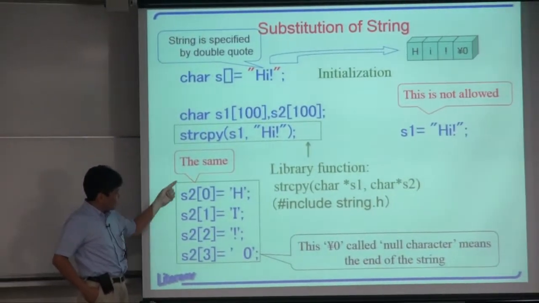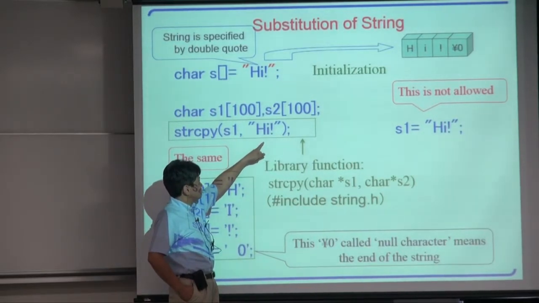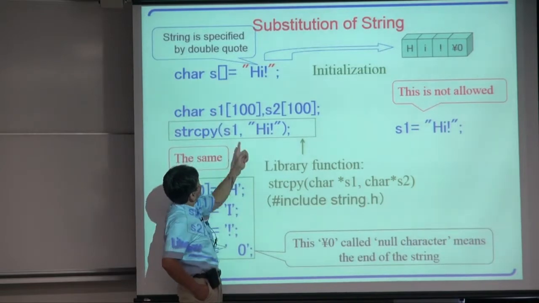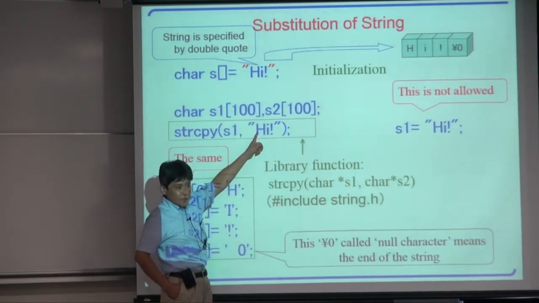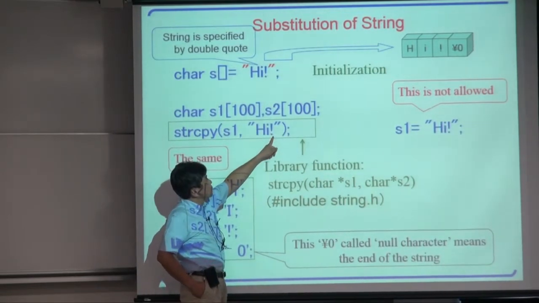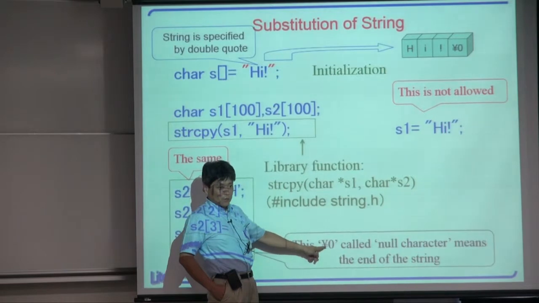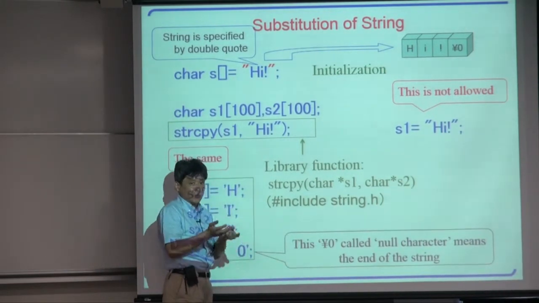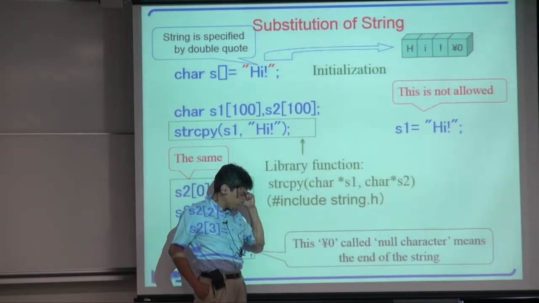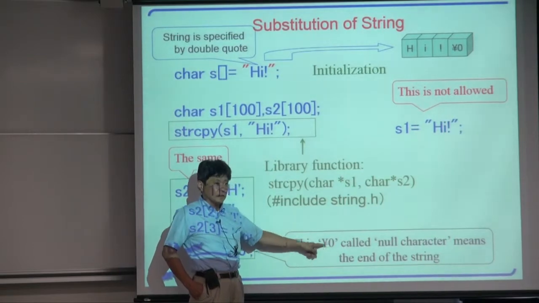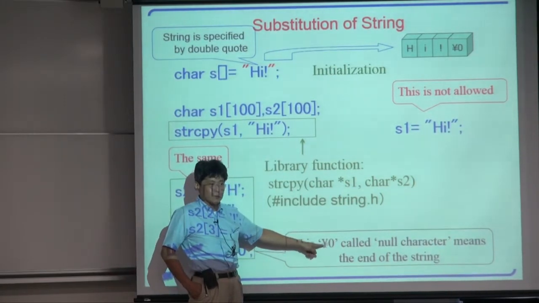For example, this is a simple case. Using the string copy function, you can store this string into this array. The first element is a capital H, the second is a small i, and the third one is an exclamation mark. The fourth one should be this special character. If you put this special character, the computer can find the end of the string. If it is not located at the end of the string, the compiler or program cannot find the end of the string. So this is a very important character.